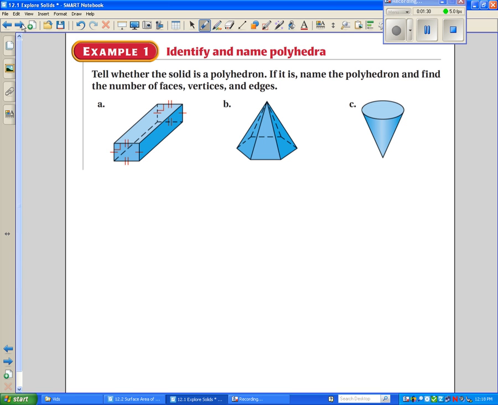All right, it says tell whether the solid is a polyhedron, and if it is, name the polyhedron and find the number of faces, vertices, and edges. So I'm going to establish on letter A, we have two bases. Since it's a rectangular prism, it really doesn't matter what you call the base, because it could be the bottom or the face, but it doesn't matter because when finding areas and such, it'll be the same thing. So this is a rectangular prism.